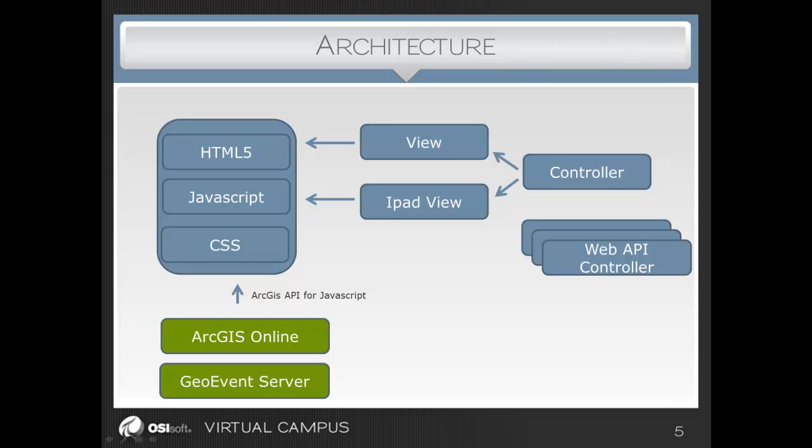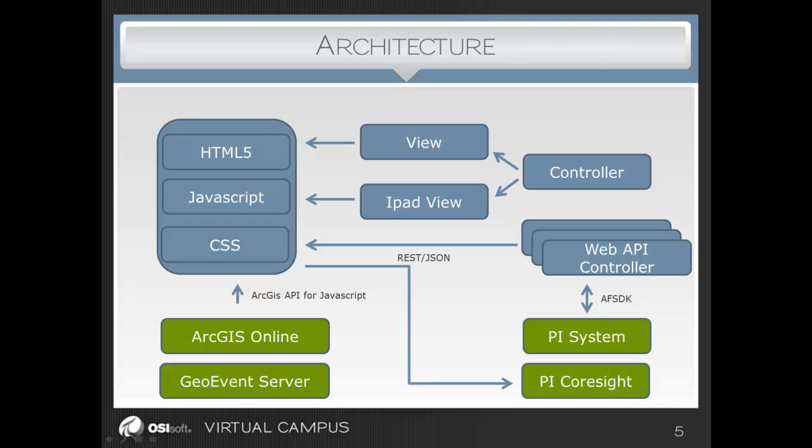Also, to get the data out of the PI system, we have a couple of different web API controllers that communicate with the PI system using AF SDK. This uses REST and JSON over HTTP to communicate with the JavaScript HTML5 client. We also redirect to PI Coresight, and that's really just a window.open in JavaScript. There's some subtlety to it, and we'll discuss that later on in this video.